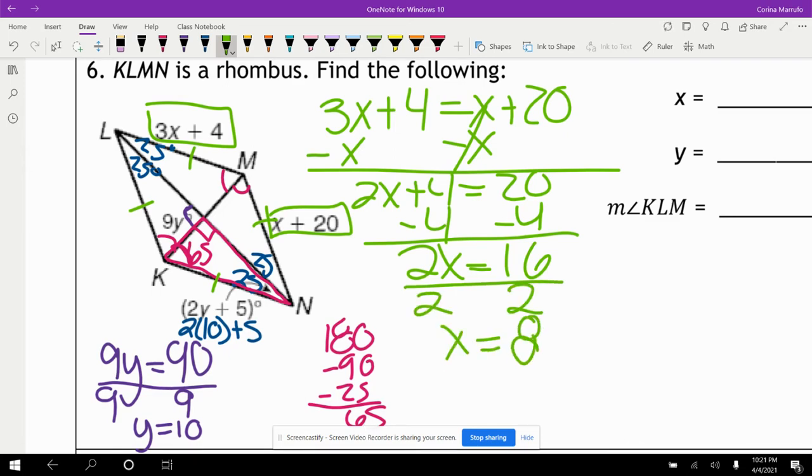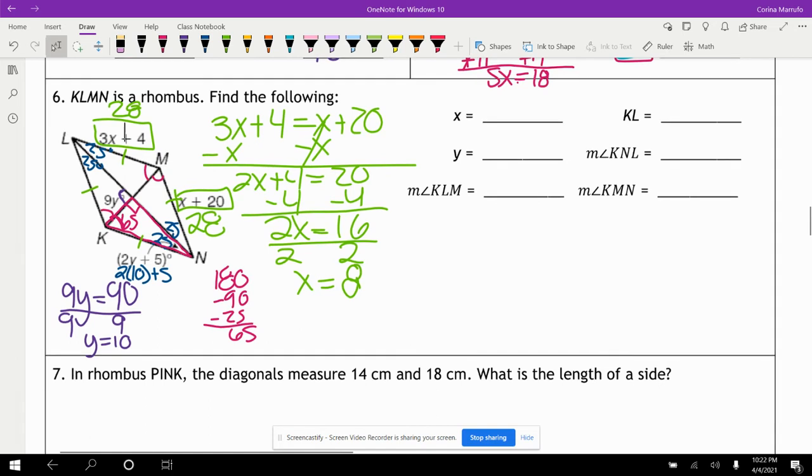Now we're not done quite yet. I'm going to plug it in. So if I plug it into either one, it should give me the same answer. So if I plug it in here, 8 plus 20 gives me 28. If I plug it in here, 3 times 8 is 24, plus 4 is also 28. So now we can answer these questions because we found everything.